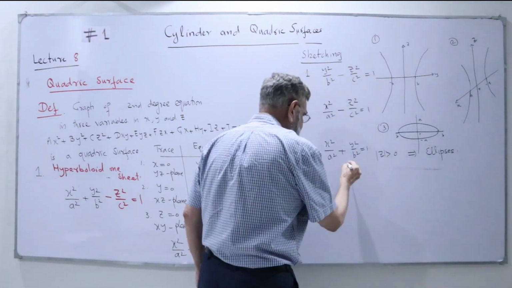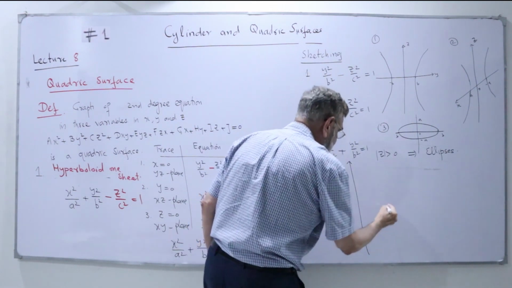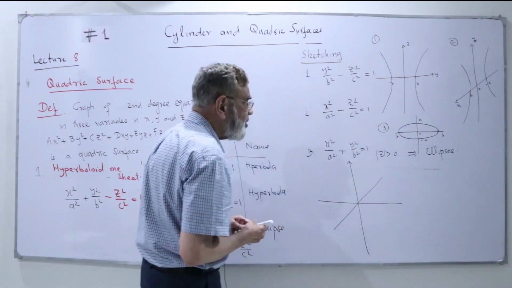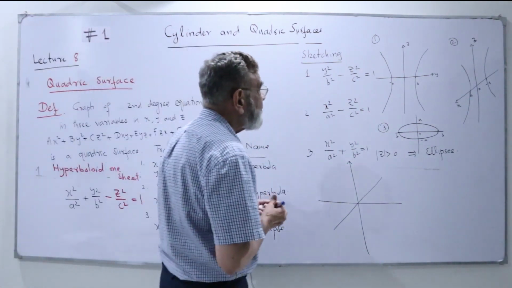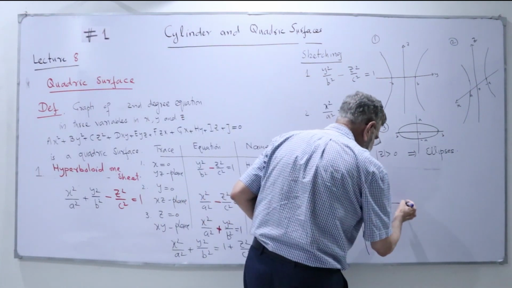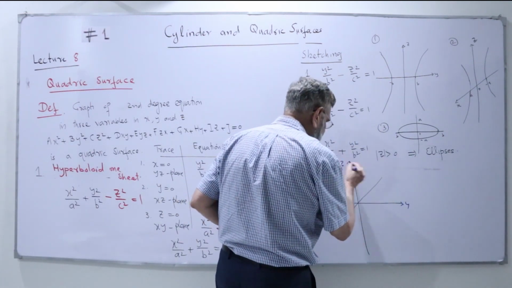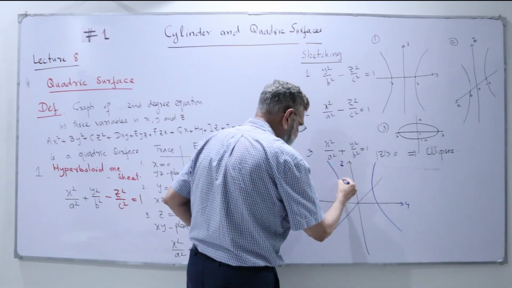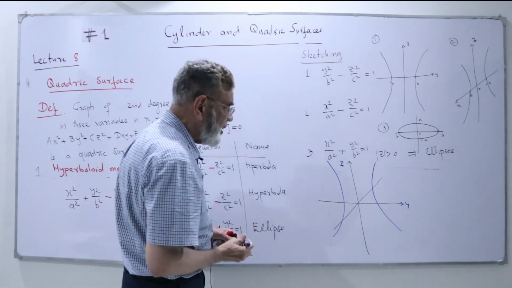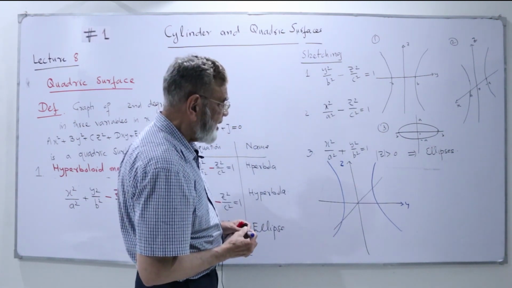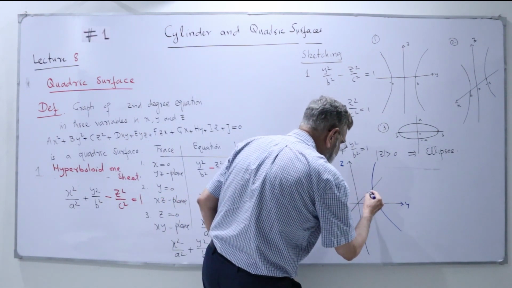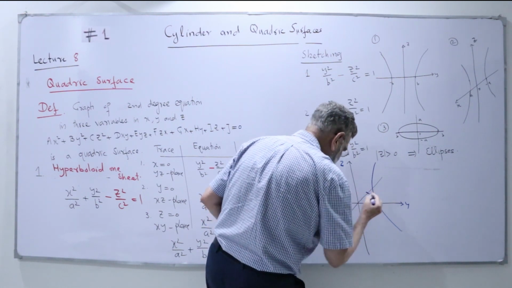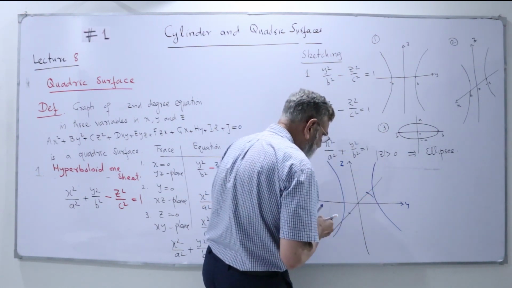Now I show you in 3 dimensions. This is my z-axis, this is my y-axis, and this is my x-axis. In the yz plane, this is my y-axis and this is my z-axis. This is my hyperbola, coming like this and going like that. Now I have my xy plane, and in the xy plane I have the ellipse. This is my a, minus a, and this is my b and minus b. So my ellipses are like this.